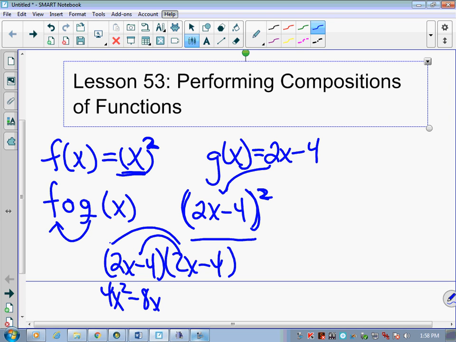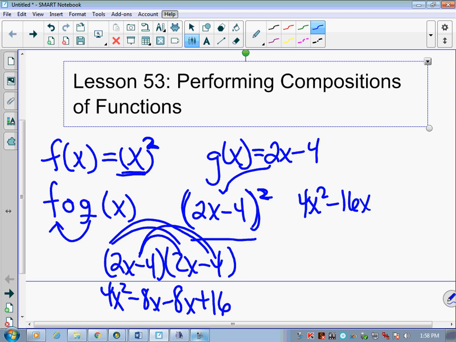Okay? Let's see. We've got 2x times negative 4, it's another negative 8x. And then negative 4 times negative 4, which is positive 16. So I wind up with a final function for f of g of x: 4x squared minus 16x plus 16. And so if they ask me what is f of g of x, this would be my final answer.